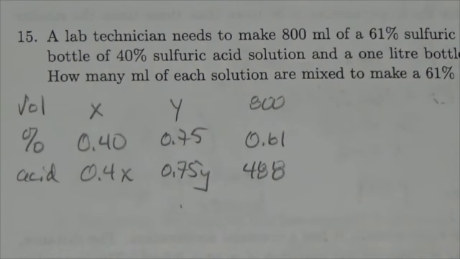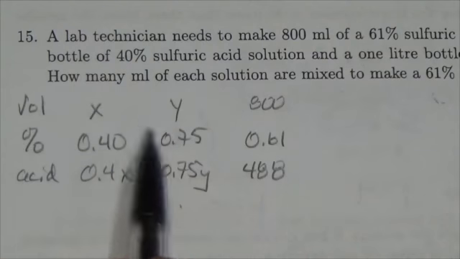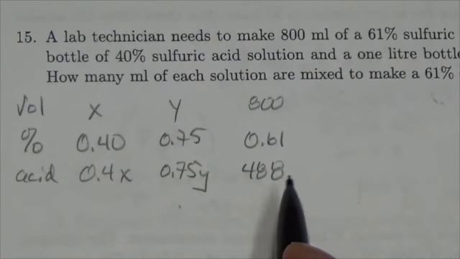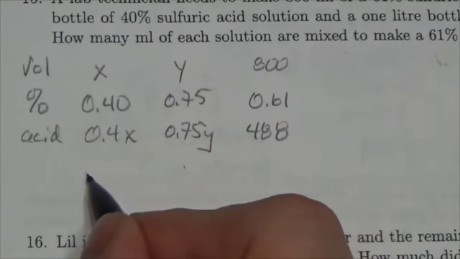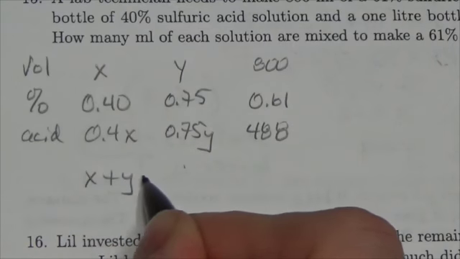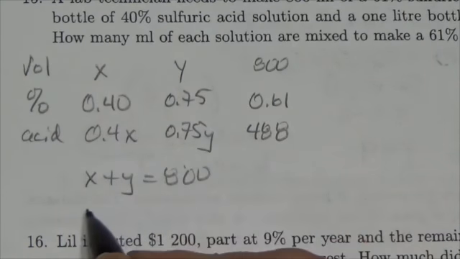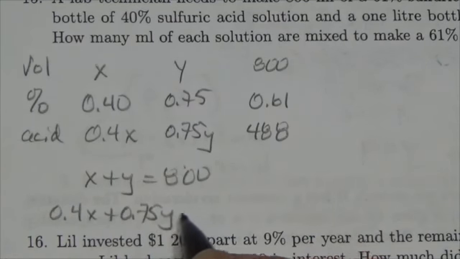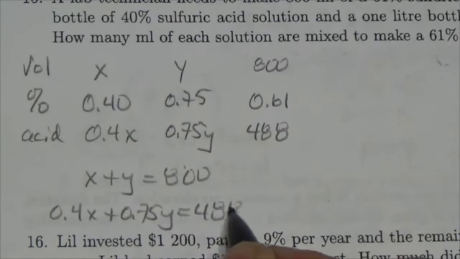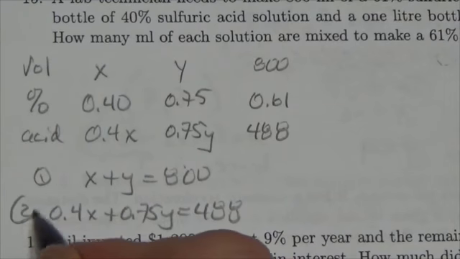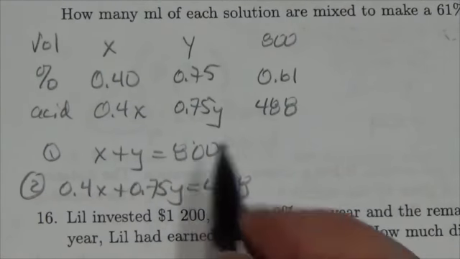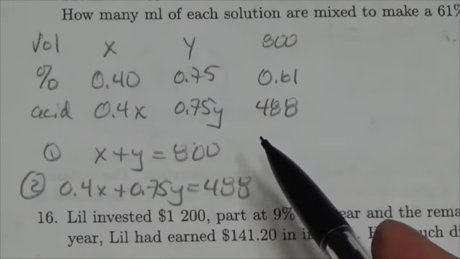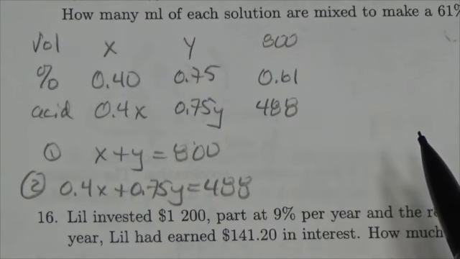Okay, so my equations basically come from these rows here. My first equation will be x plus y, volume plus volume, is equal to 800. And then here, 0.4x plus 0.75y is equal to 488. So here are my two equations. Now, I could solve this a couple of different ways. I mean, we really could.